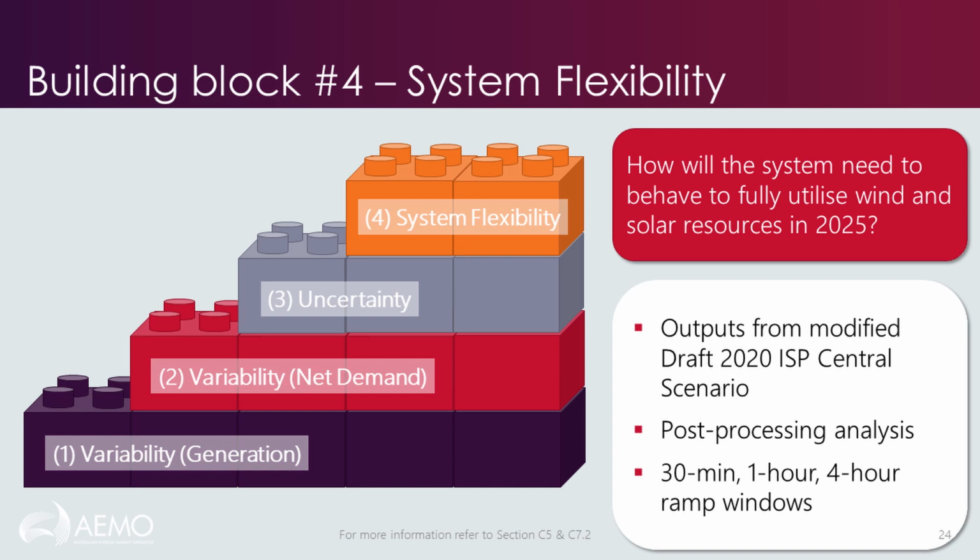What we tried to do with this analysis was to look at the ability of the system to act flexibly to fully utilize all the VRE that's planned to come into the NEM out to 2025. In this sense, we're looking at the physical system limits rather than trying to agonize over what the market will deliver by 2025. In this analysis, we took the draft 2020 ISP Plexos modeling outputs and did some post-processing to give some insight on future system flexibility. There's a range of inputs and assumptions for this model, which differ from that of the ISP, and these are all listed in section C7.2 of the report.